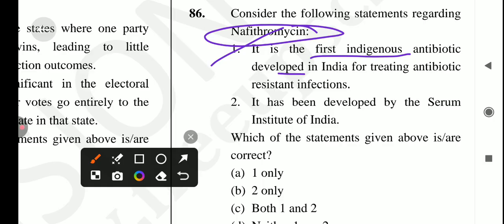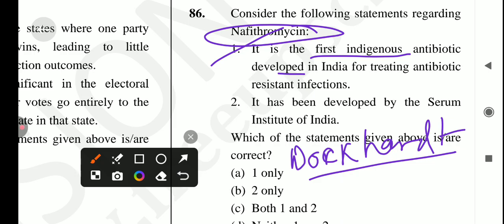Next is it has been developed by Serum Institute of India. Is it true? No, it's not a correct statement because it's developed by Wockhardt, with support from the Biotechnology Industry Research Assistance Council under the Department of Biotechnology. Okay, so the answer is option number A, only one is correct.